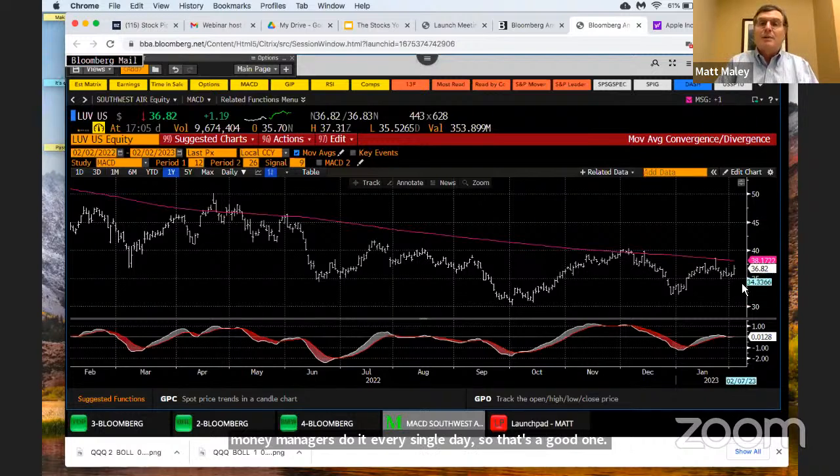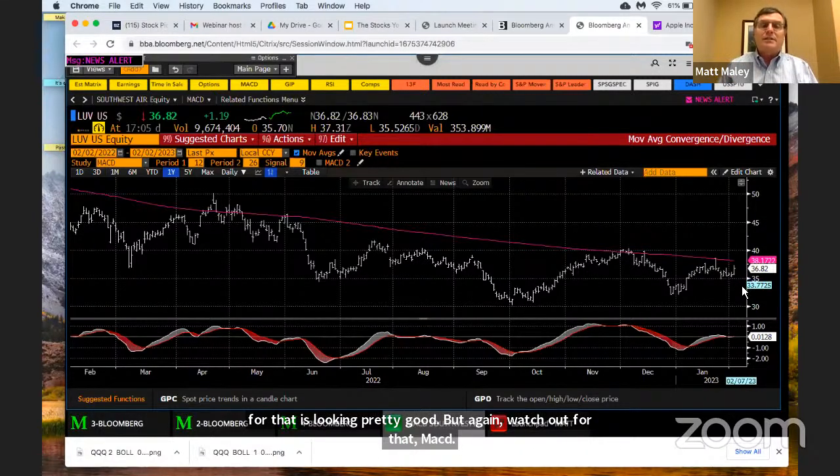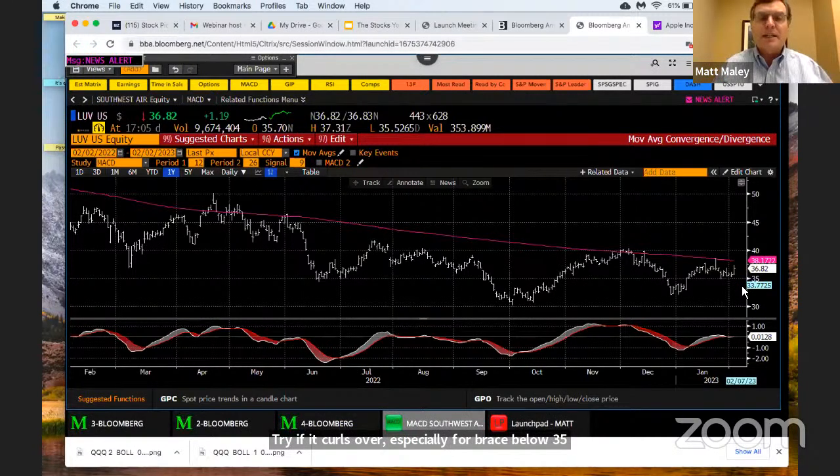If it curls over, especially if it breaks below 35, that's going to be a signal that its trend is reversing. You want to take your lumps while you can and get out.